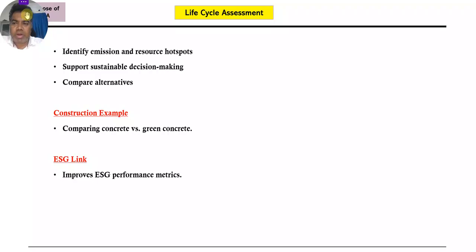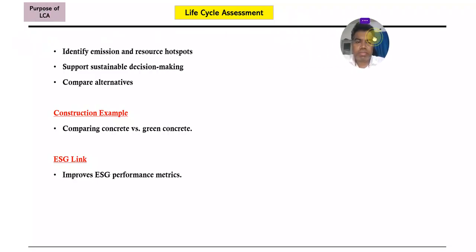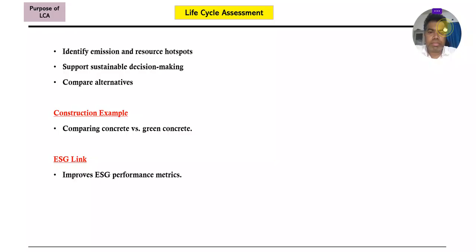So life cycle assessment identifies emissions and resource hotspots. It supports sustainable decision making and compares alternatives. A construction example is comparing plain or simple concrete versus green concrete. Its ESG link is that it improves ESG performance metrics.